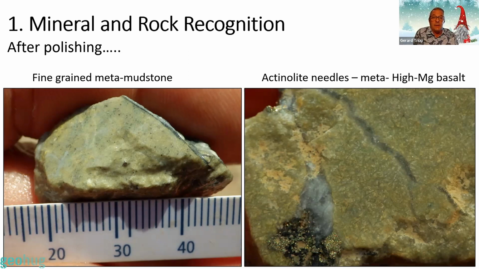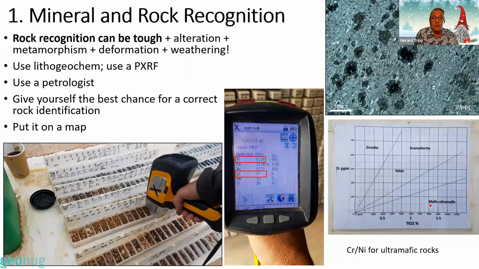And as I say, particularly in weathered environments in the Eastern Goldfields and the Archean generally, unless you're in Canada, of course, the Archean in Western Australia is pretty challenging. Rock recognition can be tough. Even if you're experienced, it can be difficult. Add on top of that alteration, metamorphism, deformation, weathering, and you end up with something that's quite difficult to recognize in the field. So we use lithogeochemistry, we use a PXRF, we use a petrologist. The main point is that we don't just leave this as an unknown.